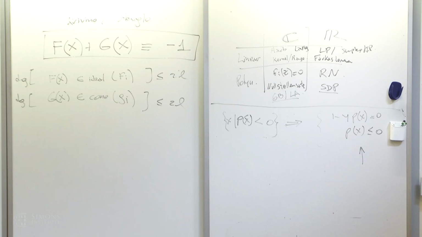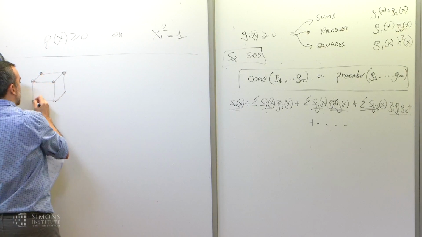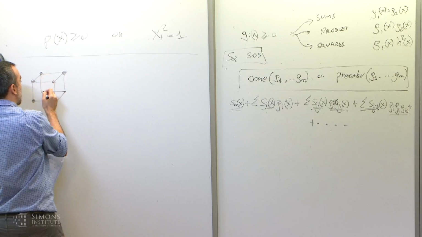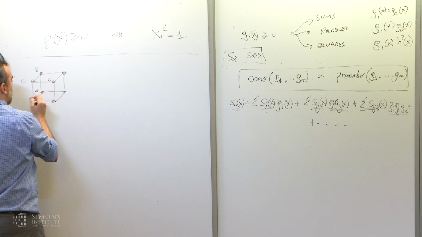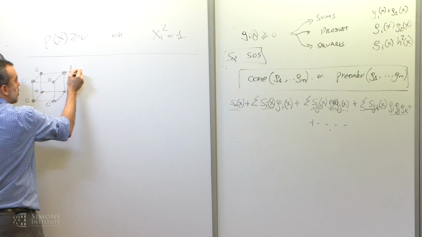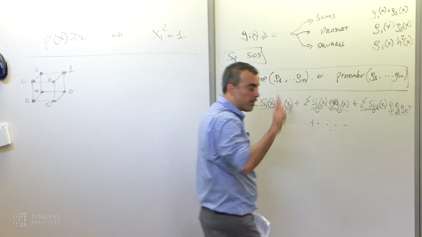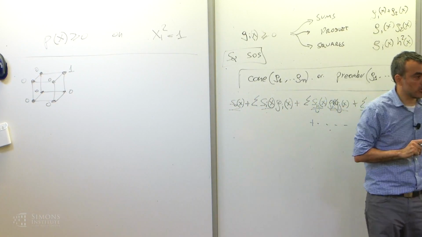What am I trying to show? I'm trying to show that if P is non-negative on the vertices of the hypercube, there's some nice sum of squares certificate that certifies this. And the idea is very, very simple. So think about the hypercube in here. I have a function that's defined on the vertices of my hypercube, and let me try to understand this function first. I give a delta function: the function that's 0 everywhere, but it's 1 at a particular point.